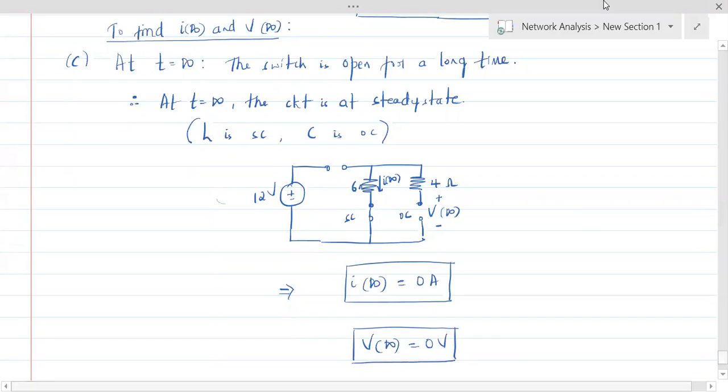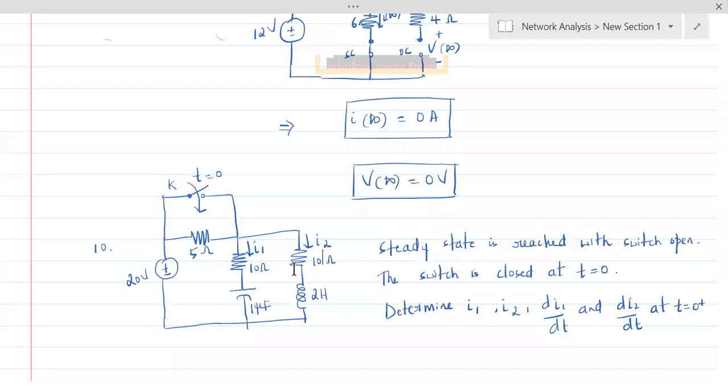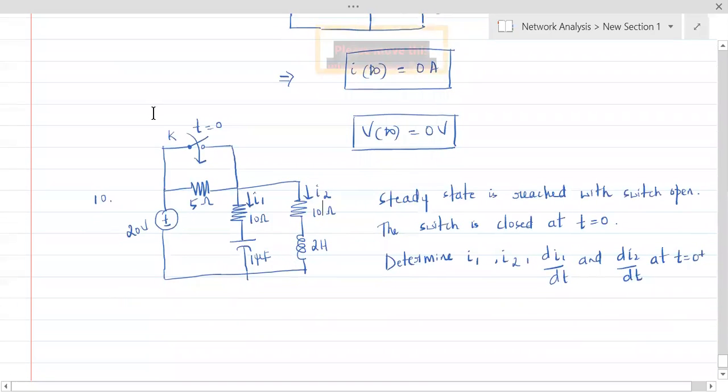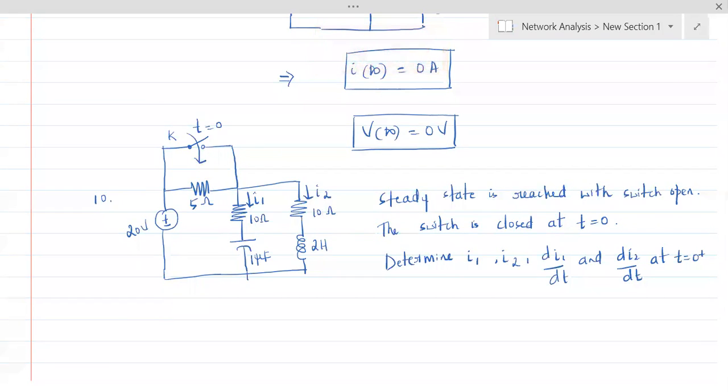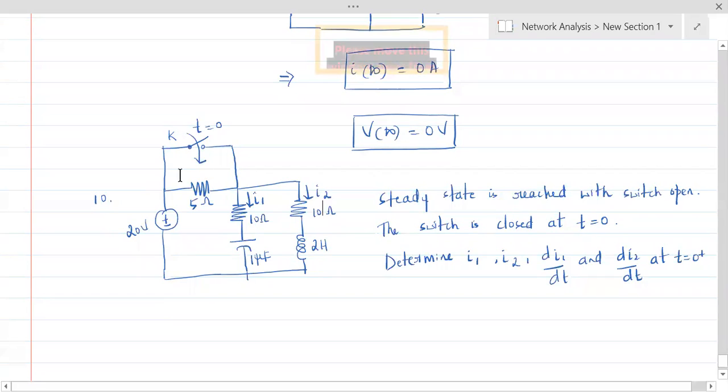Okay, this is the next problem. Here the switch is given in this position in parallel with the 5 ohm. At t equal to 0, the switch is being closed. That means for t less than 0, the switch was open, and it was open for a long time. How can we say that? Because they are saying that the steady state is reached with the switch open. Understand that? So with the switch open, the circuit was at steady state. So at steady state, what happens?